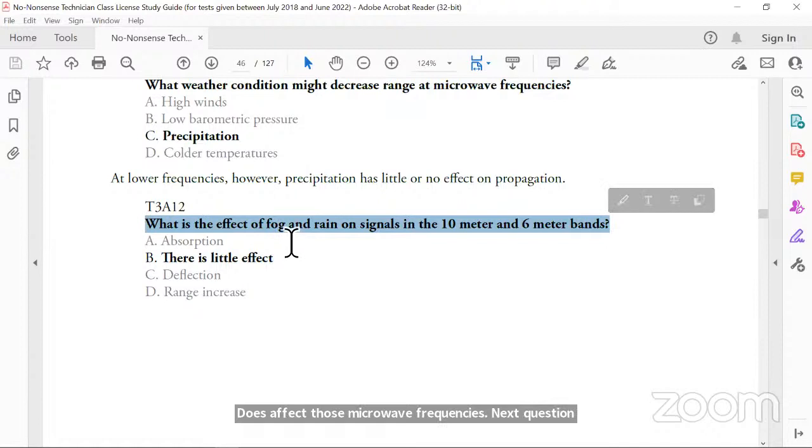What is the effect of fog and rain on signals in the 10 meter and 6 meter band? So we said on those lower frequencies, this is not microwave frequencies we're talking about, they're lower than. We're saying that there's very little effect.